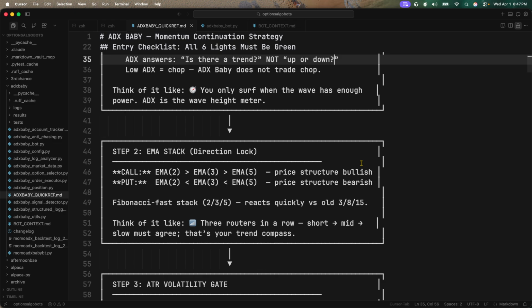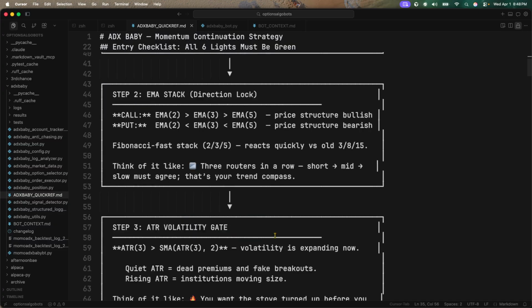We're thinking that the market is going to go up. And when the 2 is less than the 3, which is less than the 5, this is a price structure for a bearish signal. We're thinking that the market is going to go down. So think of it like this: there are 3 routers in a row. Short, mid, and slow must agree. That is our trend compass.